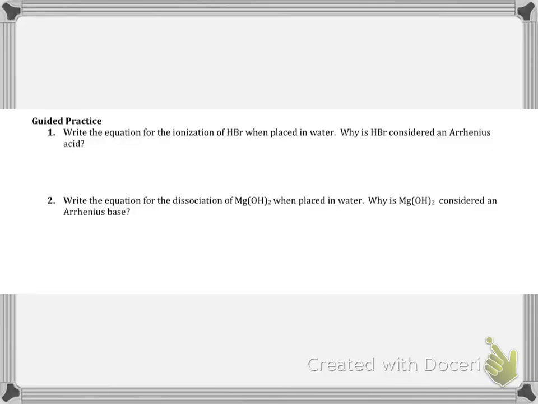For these problems, the question is asking that we take the HBr, which is hydrobromic acid, and write the ionization of it when it's placed in water. It's also asking why it is considered an Arrhenius acid. So let's talk about how we show the ionization of it in water. We start off with HBr, and when it's put in solution, it will dissociate into a hydrogen ion, which is hydronium, plus a bromide ion.